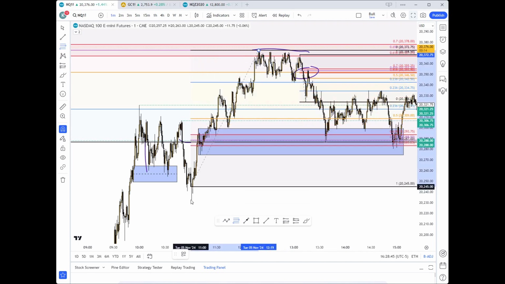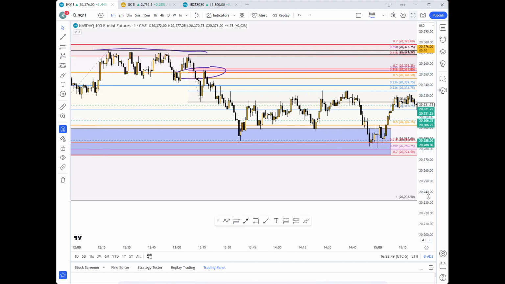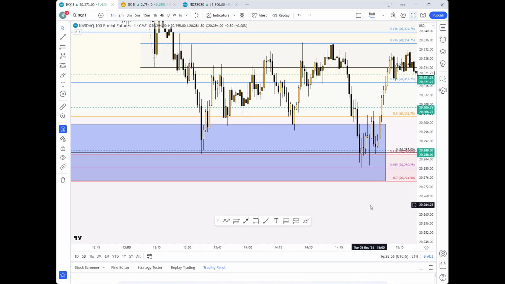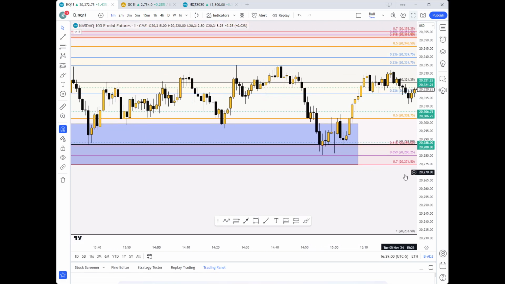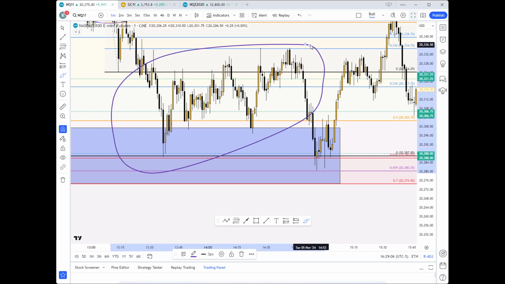The pocket of the area responsible. 280.25. For me, missed it by a tick. Oh no. Right? What's this? This is intermediate time frame inducement, which then gets ran.